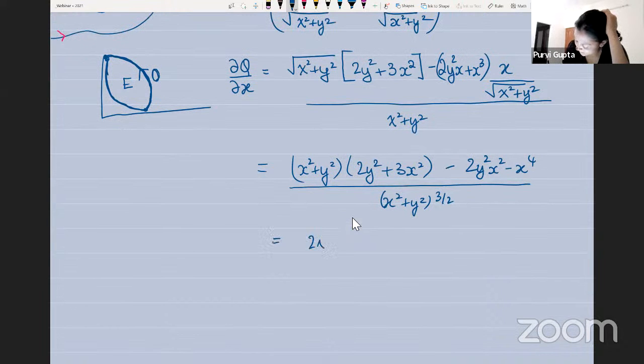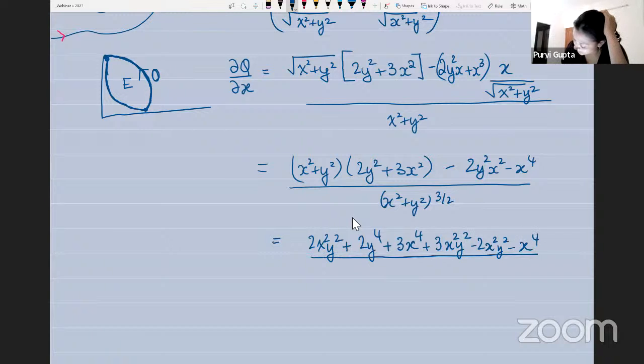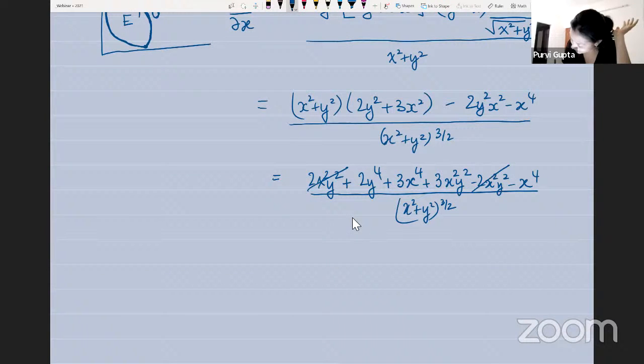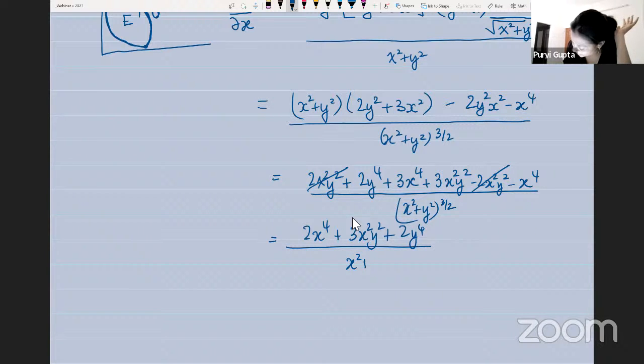So I'll get 2x squared y squared plus 2y to the 4 plus 3x to the 4 plus 3x squared y squared. Is that right? Minus 2x squared y squared minus x to the 4. And then I have this denominator, (x squared plus y squared) to the 3 over 2. Okay, so some things cancel, thankfully. At the end of the day, what I'm getting is 2x to the 4 plus 3x squared y squared plus 2y to the 4, divided by (x squared plus y squared) to the power 3 over 2.